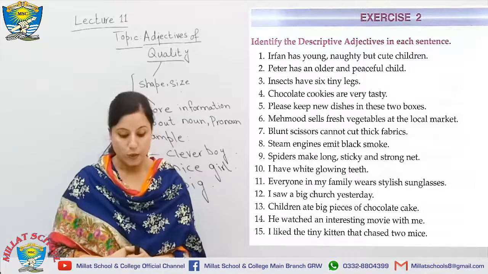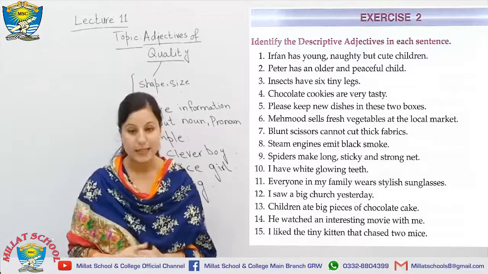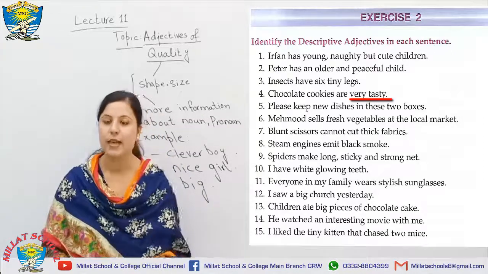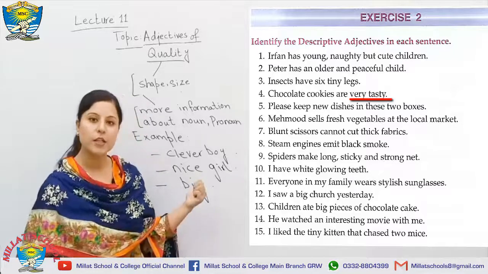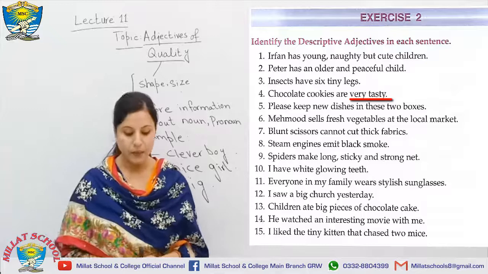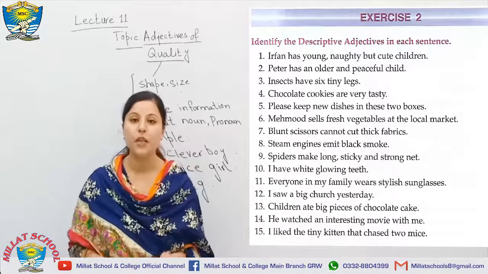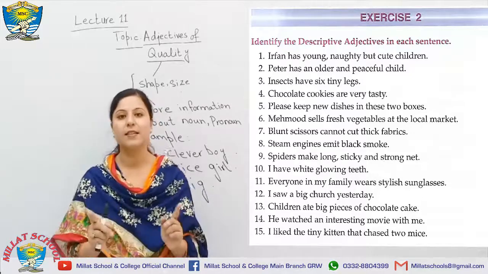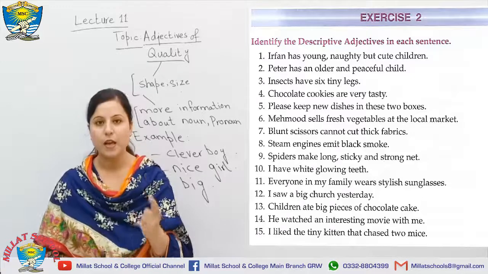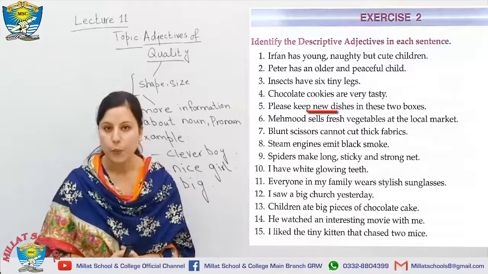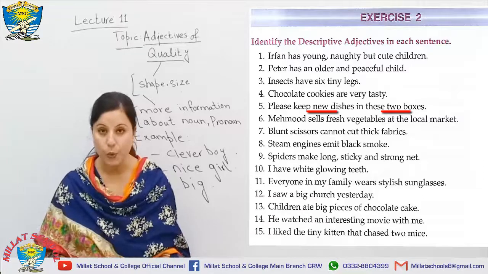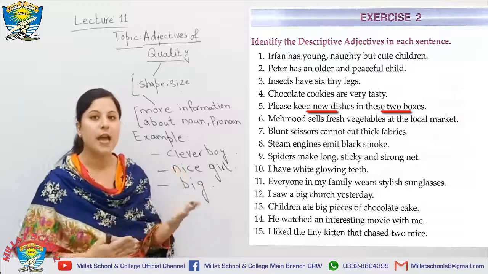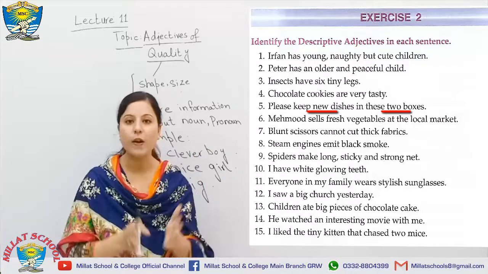Number 4, chocolate cookies are very tasty. So what are the qualities of the chocolate cookies? They are tasty. So tasty is gonna be the quality of the chocolate cookies. Number 5, please keep new dishes in these 2 boxes. Again, in a single sentence, there are 2 adjectives. Number 1 is new. And number 2 is 2. Yes, 2 tells us about the number of cardinals and new tells us about the quality of the dishes.